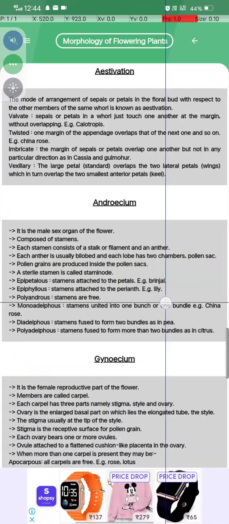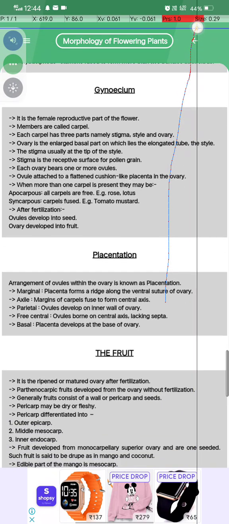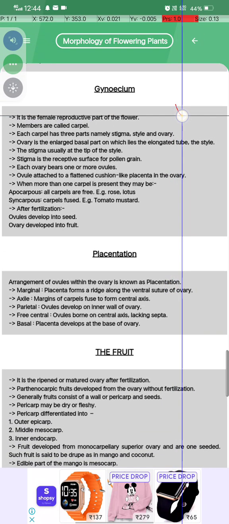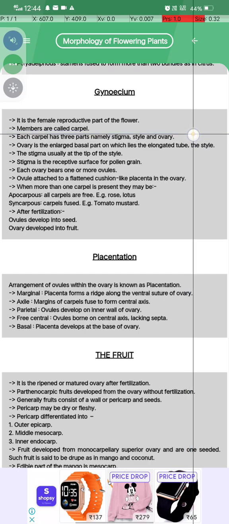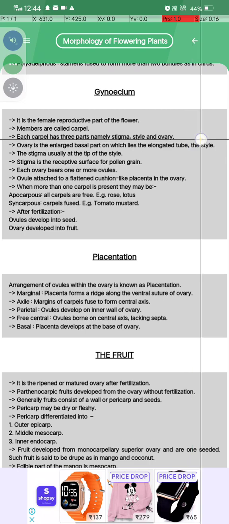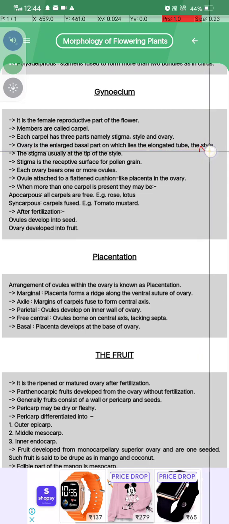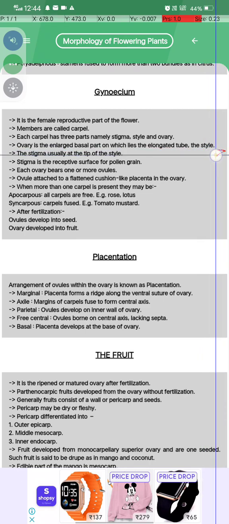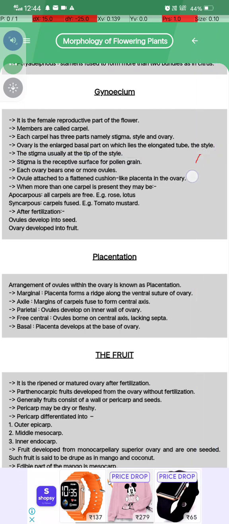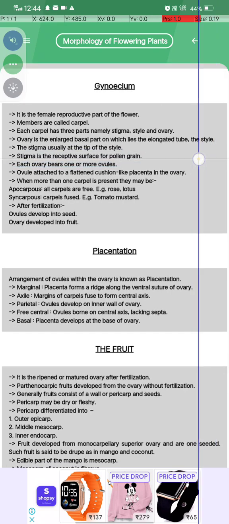Now let's look at the gynoecium. What is the gynoecium? It is the female reproductive part of the flower, and its members are called carpels. Each carpel has three basal parts: stigma, style, and ovary. The ovary is the enlarged basal part, on which lies the elongated tube, the style. The stigma is usually at the tip of the style, and it is the receptive surface for the pollen grains.